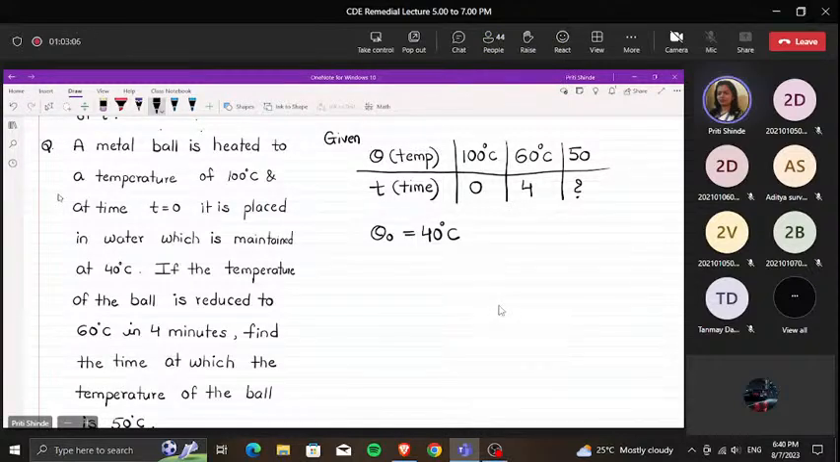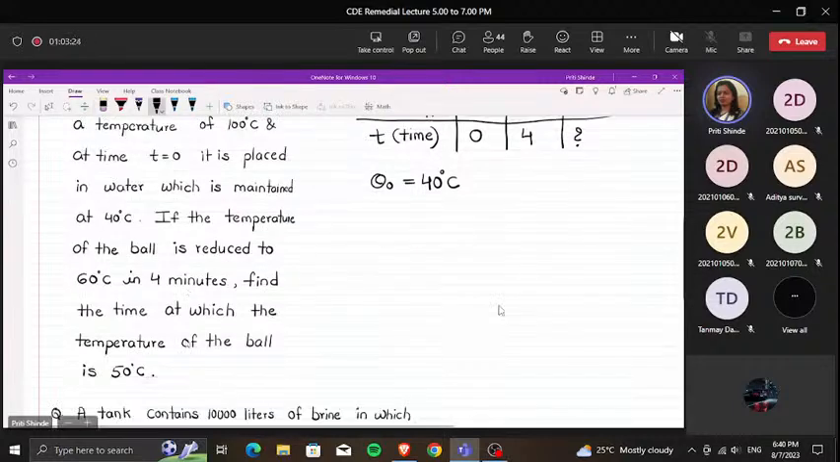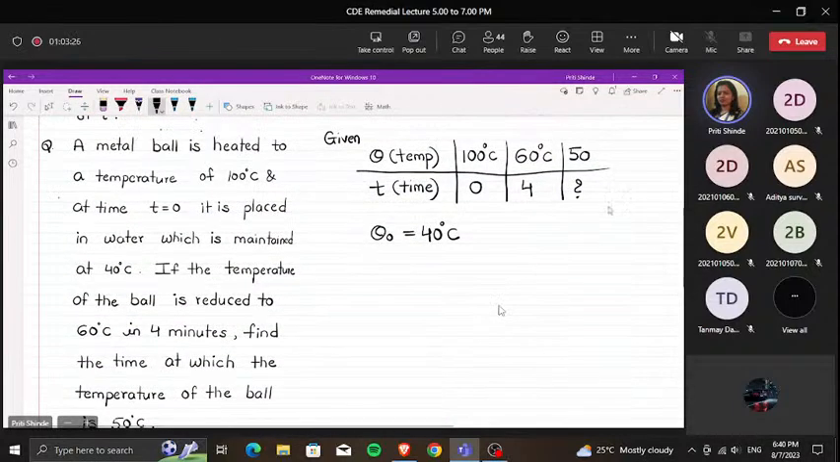Okay, in the problem, time is given in terms of minutes, so take time in minutes. If it is given in seconds, then take t in terms of seconds everywhere. Here time is given in minutes, so take t as 0, t as 4, and find the time at which the temperature of the ball is 50. So we get our solution in terms of minutes only.